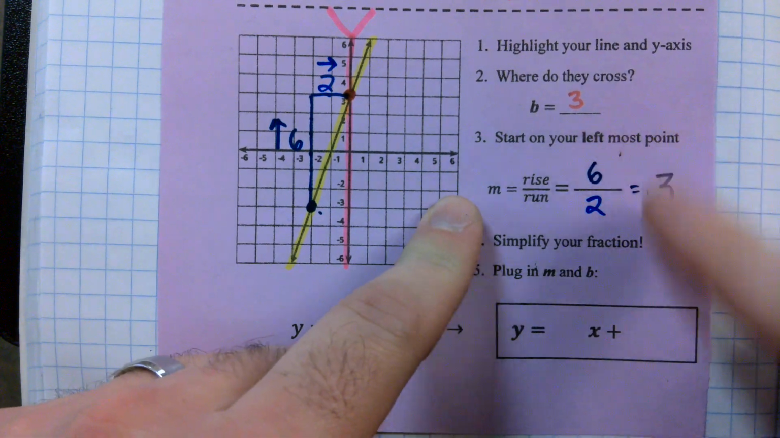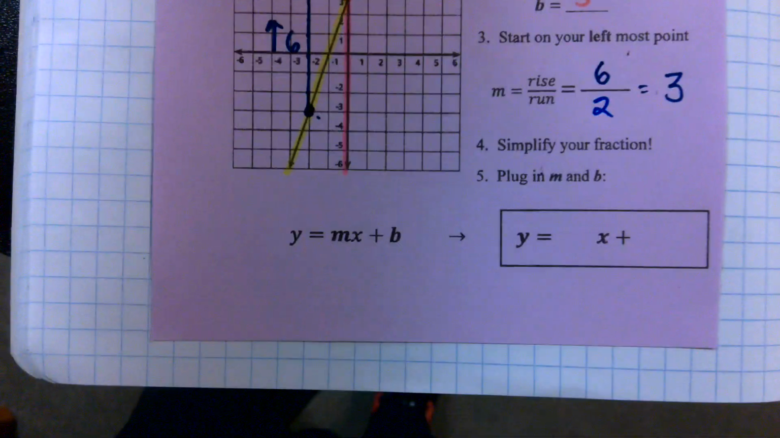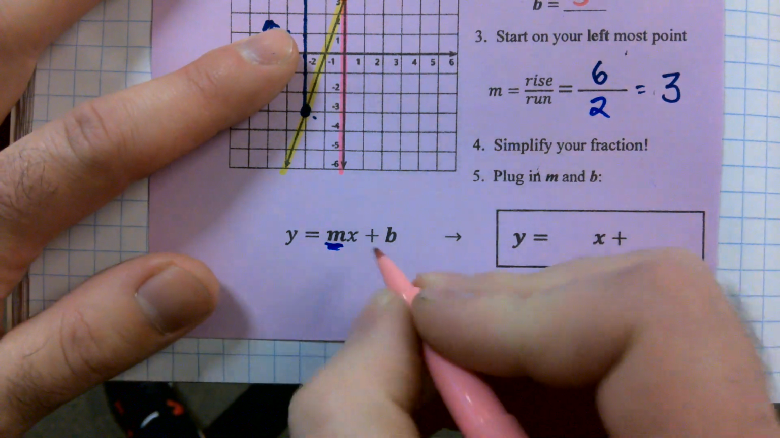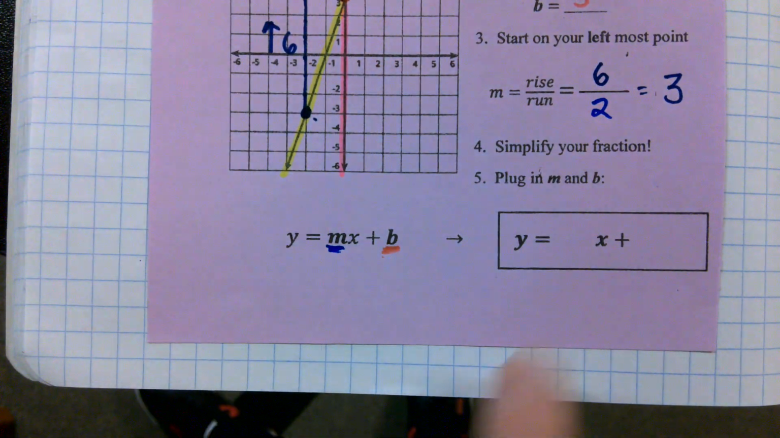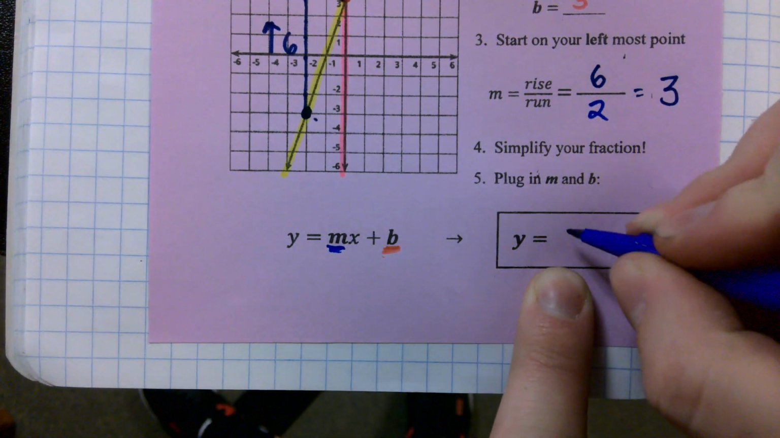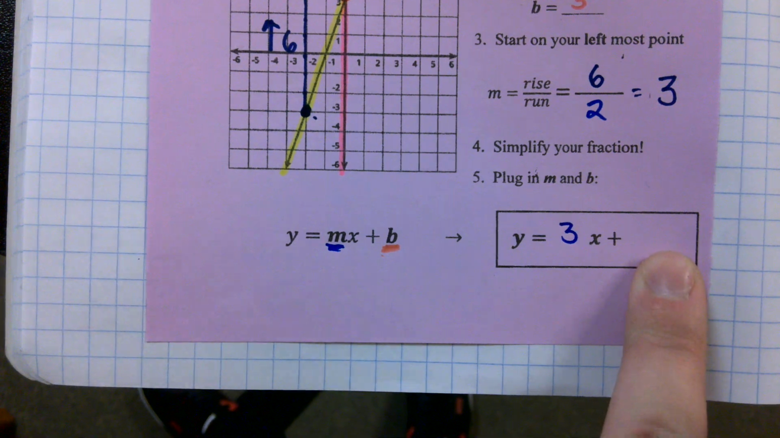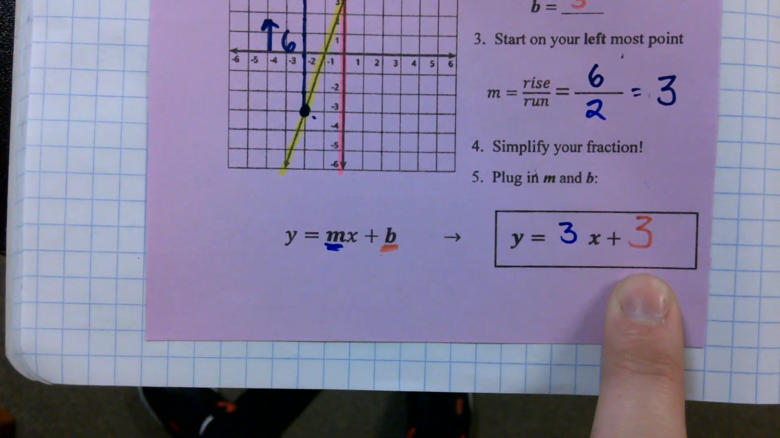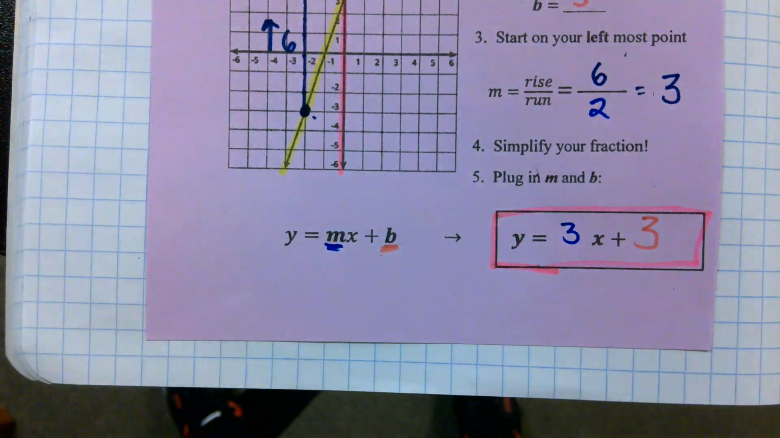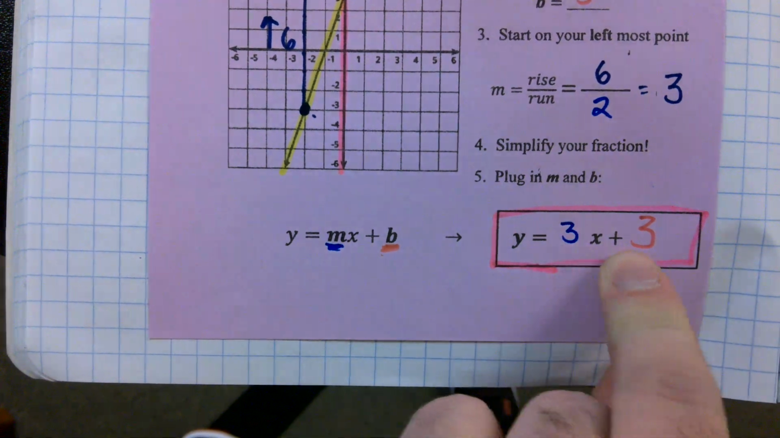So I know that my B is 3. I know that my M is 3. Makes it a lot easier when it's the same number. So I'm going to take out my M and my B. What am I going to put in place of my M? 3. Perfect. And what am I going to put in place of my B? 3. Thank you, Alyssa. There's my linear equation: y equals 3x plus 3.